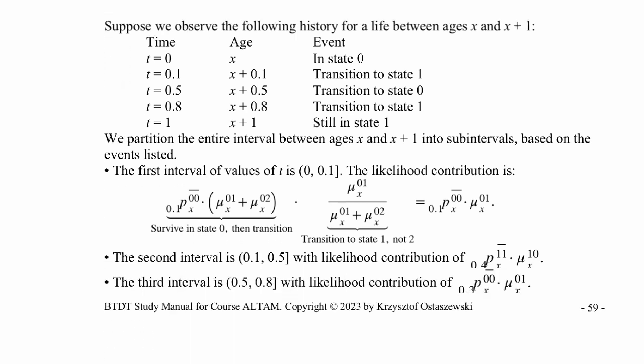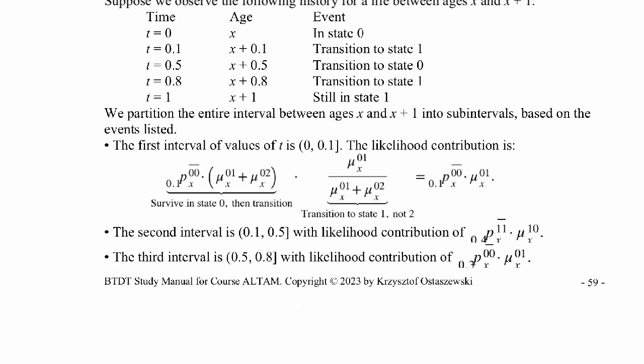Suppose we observe the following history for a life between ages x and x plus 1. At time 0, a person is age x and is in state 0. At time point 0.1, at age x plus 0.1, transition to state 1. At time point 0.5, at age x plus 0.5, transition to state 0. At time point 0.8, at age x plus 0.8, transition to state 1, not state 2, not dead, 1. At time 1, at age x plus 1, still in state 1.